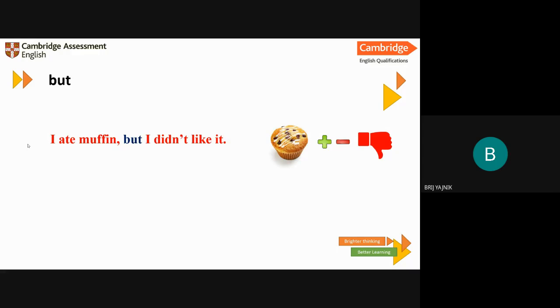An easy question, I think, for everyone. Can someone tell me why there is a comma before the word but? Both have complete meanings. Yes, Keval is right. Both have complete meanings. Look at it. I ate muffin, but I didn't like it. So if I remove the word but, I ate muffin, I didn't like it. Complete ideas. And so there's a comma.